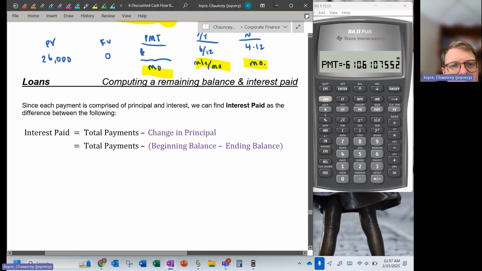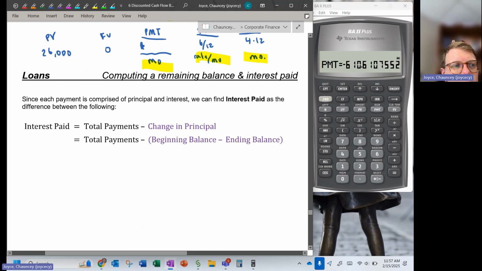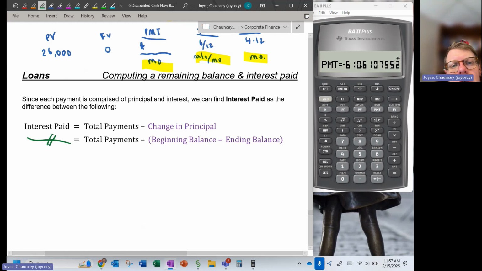Okay. Let's take a look now at loans, because when you take out a loan, the cost of borrowing is interest. So if you're looking at the total amount of interest you pay on a mortgage or on a car loan, you take your total payments and then deduct the change in principal.